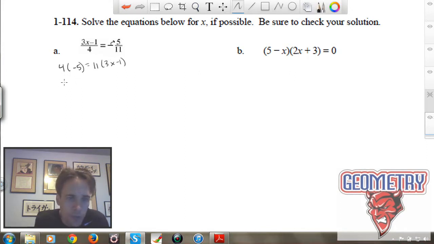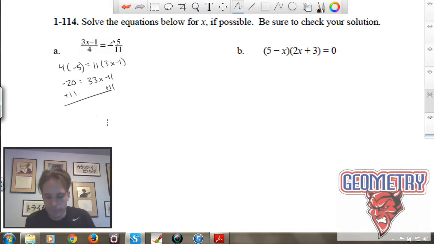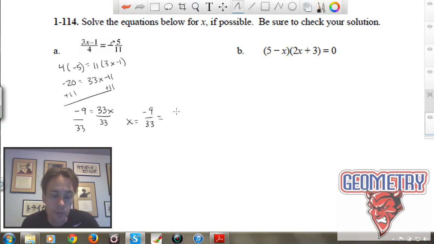So when we distribute this here, we get negative 20 equals 33x minus 11. So let's add 11 to both sides. Negative 20 plus 11 is negative 9. So negative 9 equals 33x. Dividing both sides by 33, we get x equals negative 9 33rds. Each of those are multiples of 3, so negative 3 11ths would be the best answer.